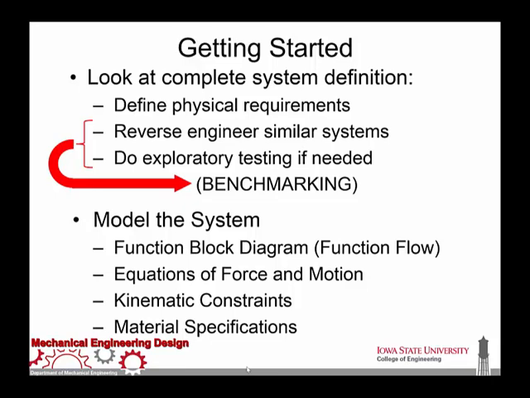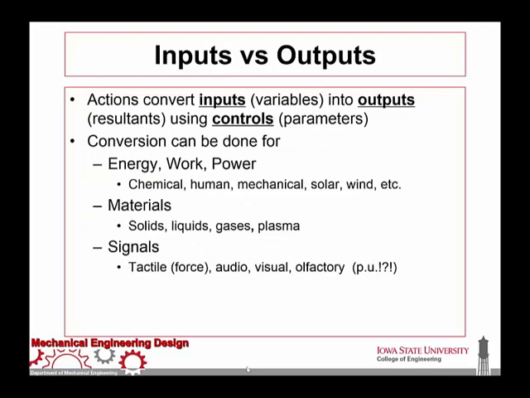From there, we can model the system by using function block diagrams, looking at the function flow through the system, develop the equations of force and motion, understand kinematic constraints, and pull in material specifications as well in order to model the system and understand what its performance is going to be based on measurable targets that we identify through putting together the system definition. Key thing what we're looking at here is we're wanting to understand when we're dealing with a system and its subsystems, we're looking at inputs.